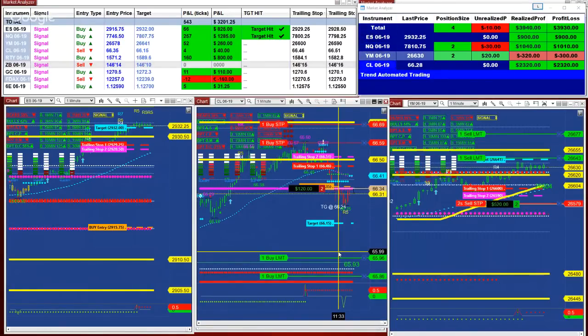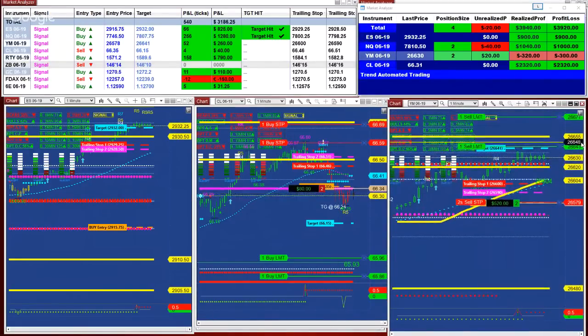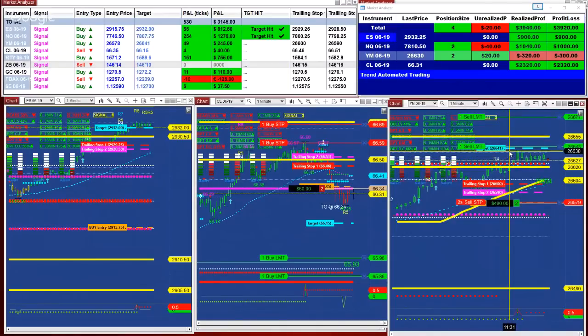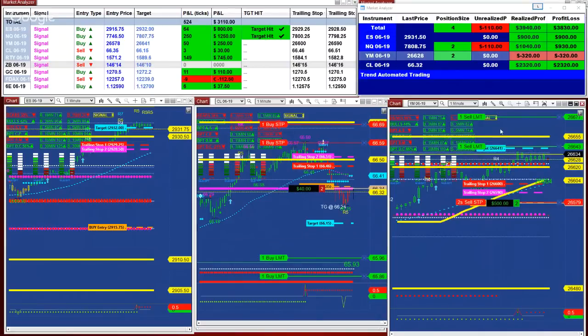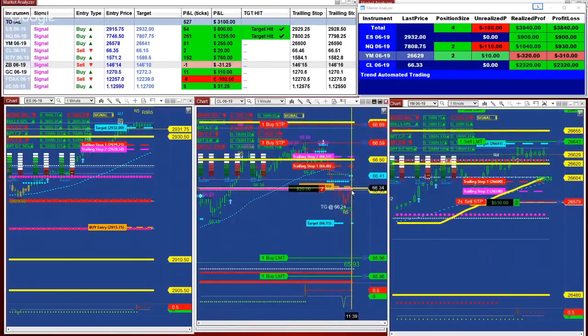There is nothing on the YM. The YM is coming to the resistance line at 66.38, and it is between those two yellow lines. So the target is, we missed the target by one tick. If you wanted to close it, close it. If you want to stay on it, stay on it. The CL, it is a very nice entry.